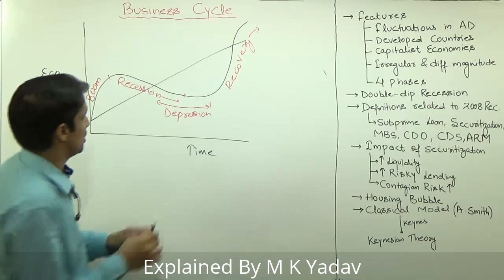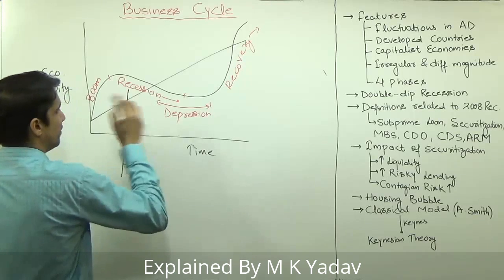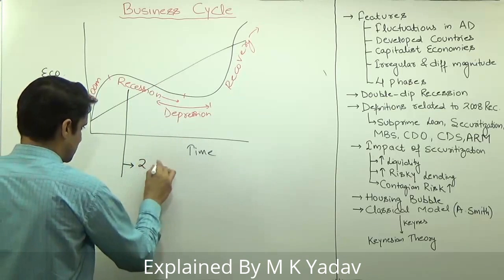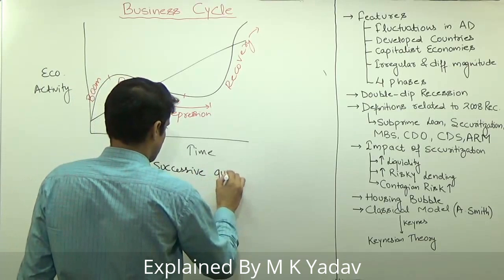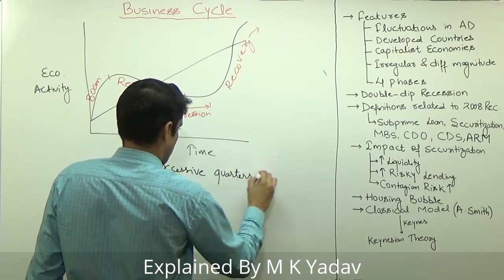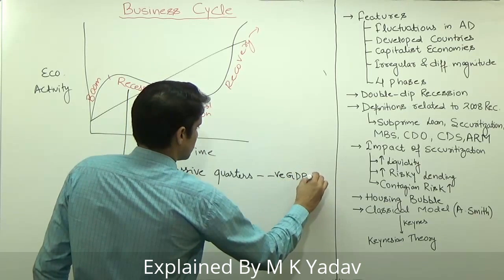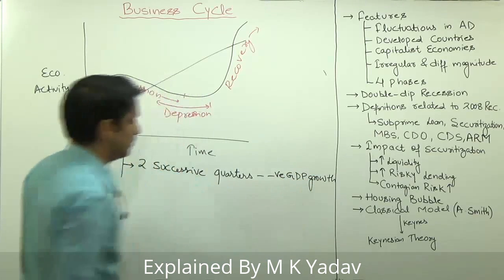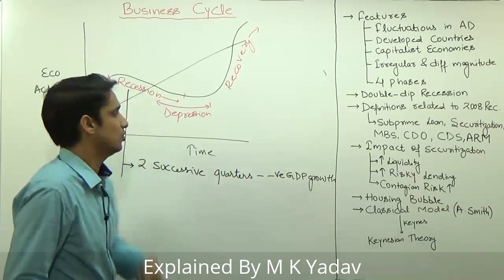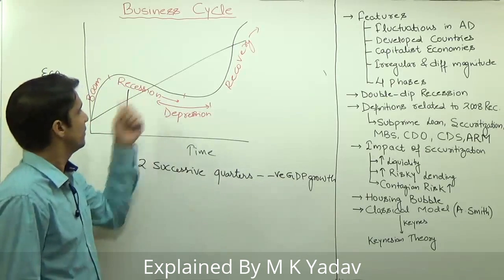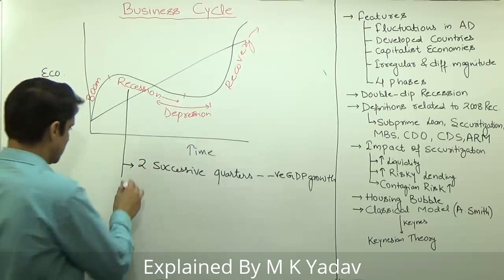Then we have the recession. There are two different definitions of recession. The first definition is two successive quarters having a negative GDP growth. If for two consecutive quarters there is a negative GDP growth of any economy, then we say that this economy is facing recession. So this is one characteristic.